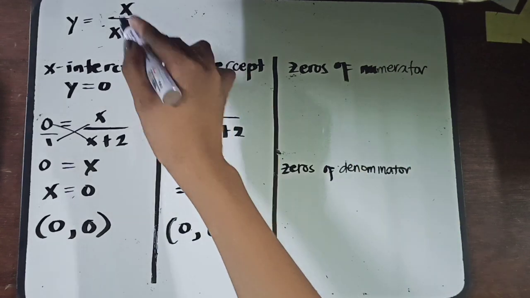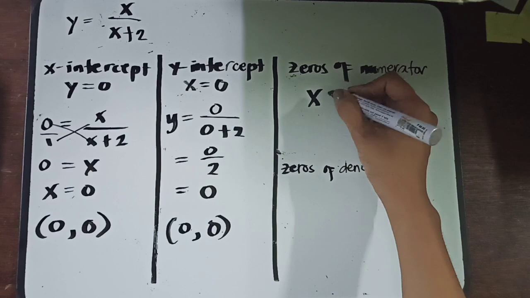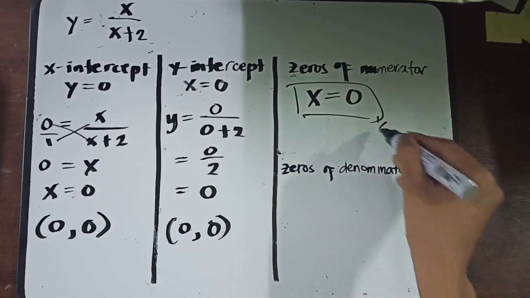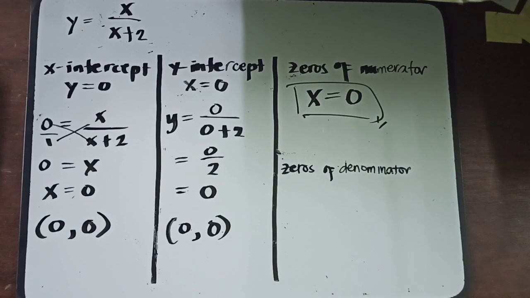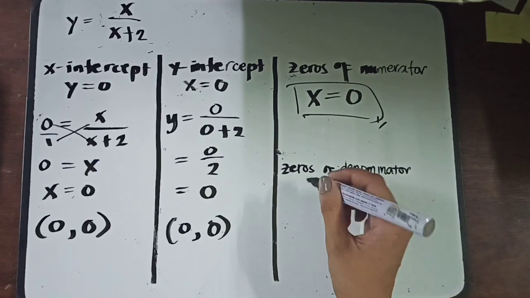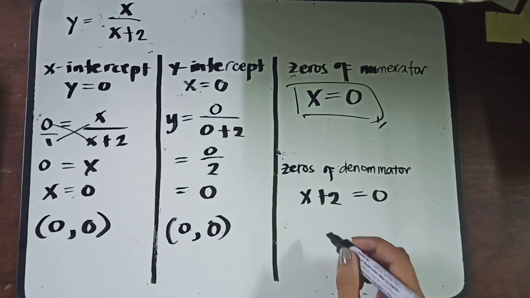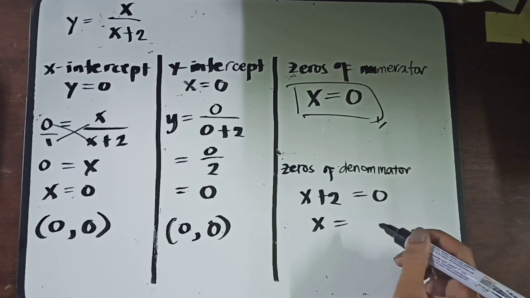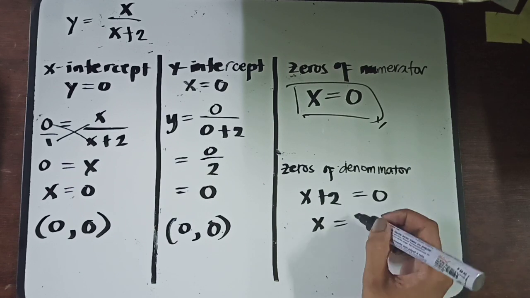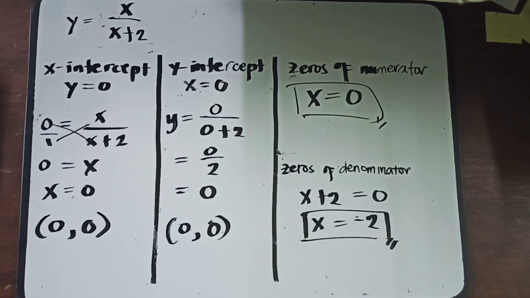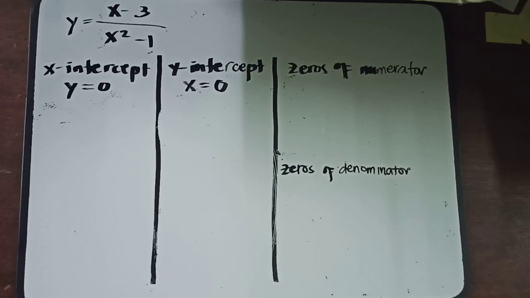So now, the zeros of our numerator. So, kunin ang numerator, which is x, equate kay 0. And this is the zeros of our numerator. Okay, next, the zeros of our denominator. So, kunin si denominator, which is x plus 2. That is equal to 0, and solve for the value of x using addition property of equality, or APE. So that will become negative 2, and this is the zeros of the denominator. So another example, y is equal to x minus 3 over x squared minus 1.